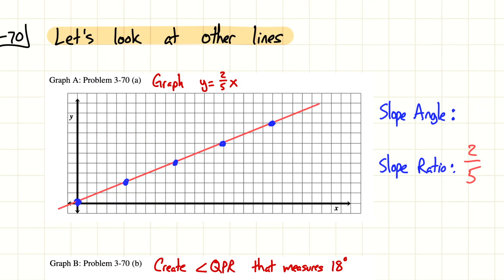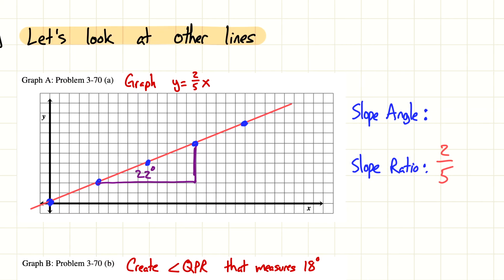And as you remember, a straight line is 180 degrees. So let me draw it this way. So 180 degrees. So the question is, how many degrees is this? So I'm going to tell you what it is. If I draw in a slope triangle, this angle here is going to be 22 degrees.